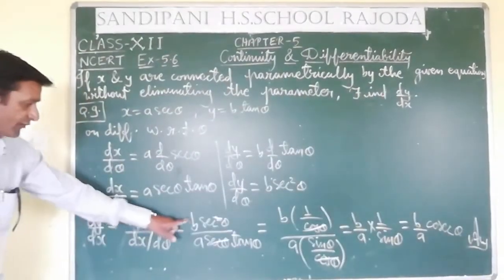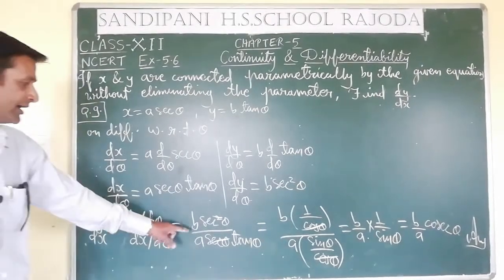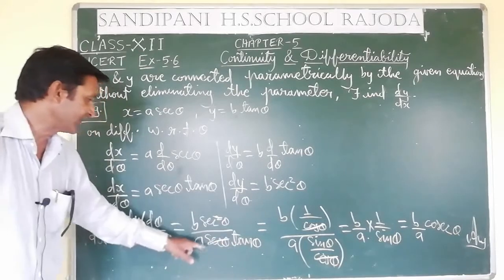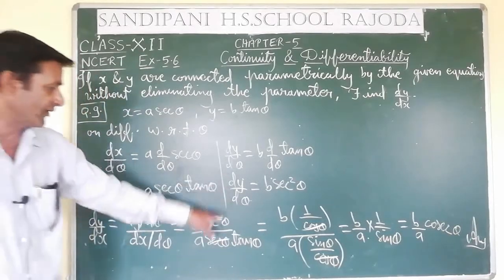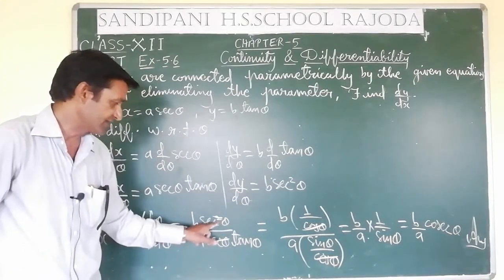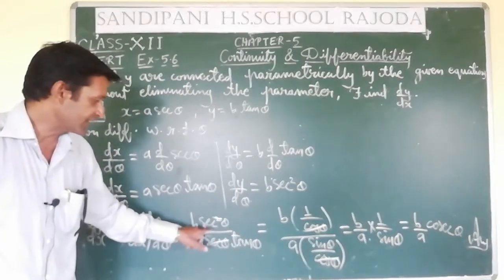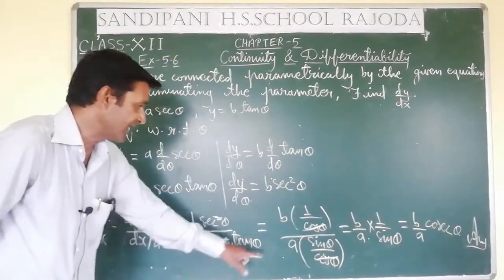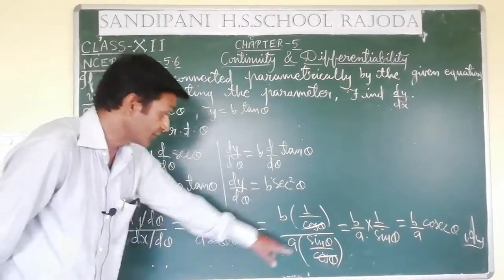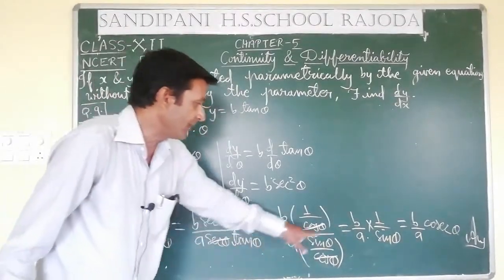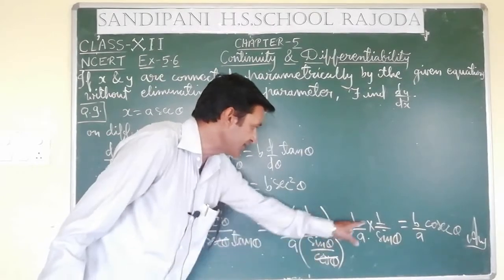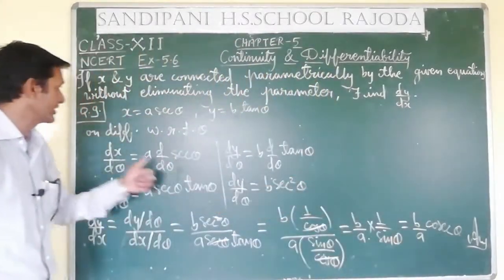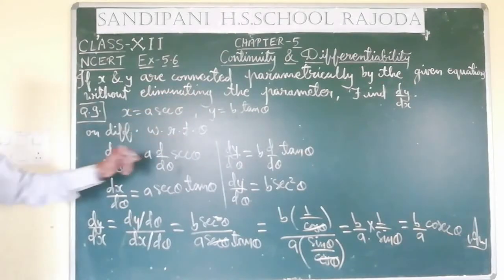See what we have done here, we have applied trigonometry. It is b sec square theta and this is a sec theta tan theta. So sec theta is cancelled by one power, so it is sec theta upon tan theta. Sec theta can be written as 1 upon cos theta and tan theta can be written as sin theta upon cos theta. So this cos theta will be cancelled. B upon a into 1 upon sin theta is there. 1 upon sin theta is cosec theta. So b upon a cosec theta is the value of dy by dx in question 9.